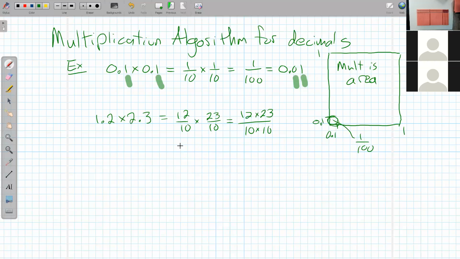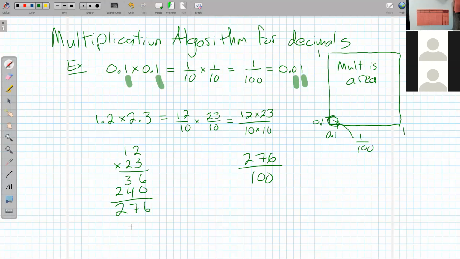As far as 12 times 23 goes, the kids are masters of multiplying with the standard algorithm for whole numbers. 2 times 3 is 6, 3 times 1 is 3. Then we move on to our tens place. 2 times 2 is 4, 2 times 1 is 2, and then I get 6, 7, 276. Now that's just my numerator here, right? 276. It's hundredths, which means I have to shift the decimal point. And so the algorithm comes from that.